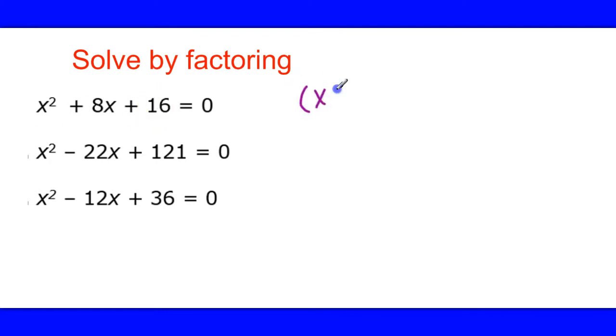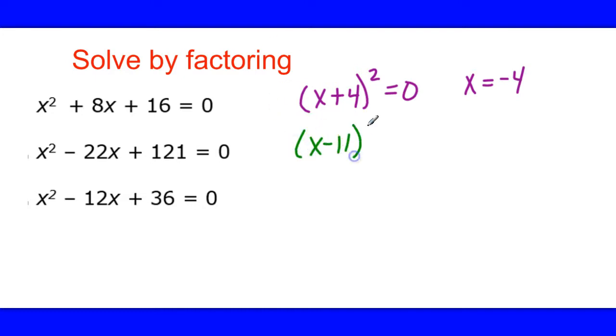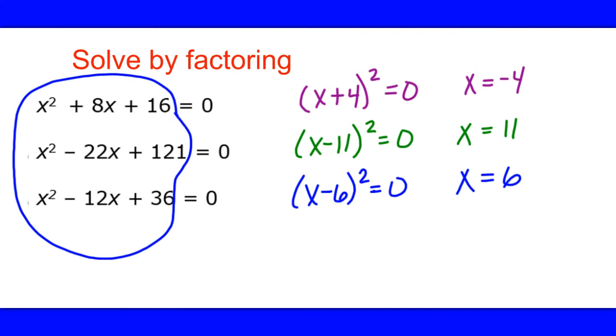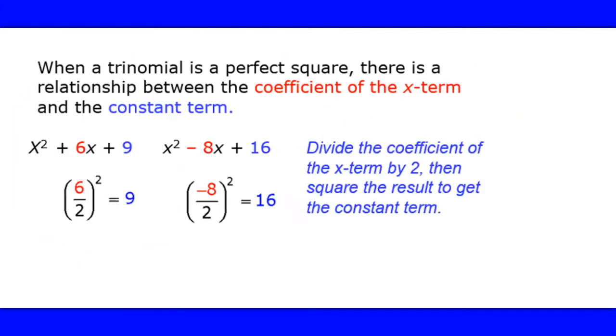So the first one's going to be factored (x + 4)² = 0. Therefore, x has to equal -4. The second one's going to be factored as (x - 11)² = 0, in which case x would have to be 11 to make this work. And the third one is going to be factored (x - 6)² = 0, and x would have to equal 6. I hope you noticed that each one of these was a perfect square trinomial, and that's what made factoring so easy.